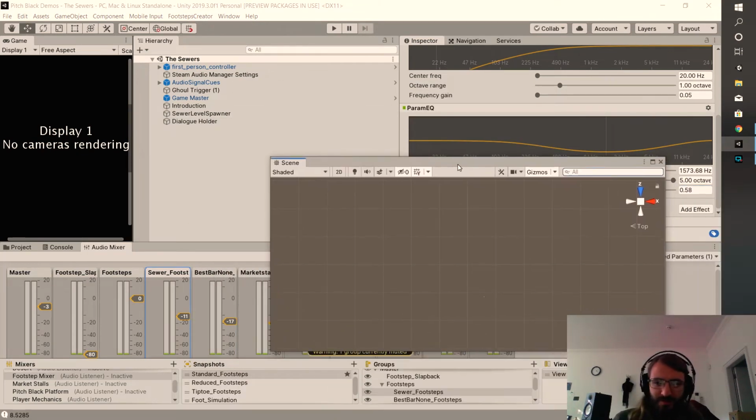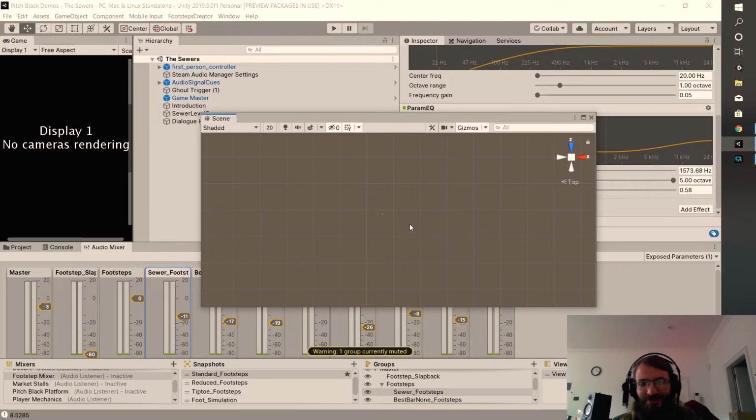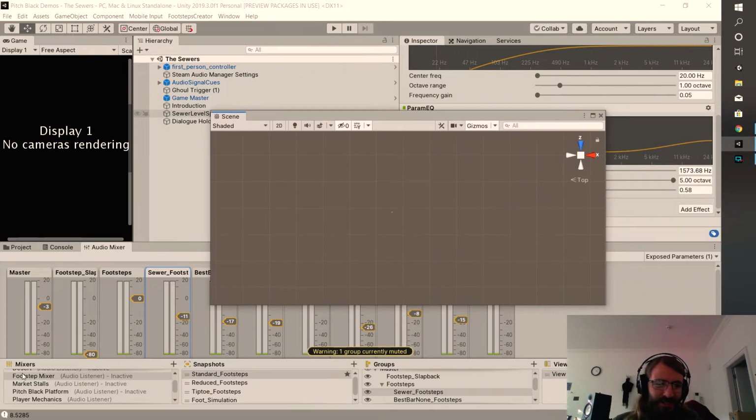So this is Unity we're looking at, and I thought I'd show everyone how the procedural generation works in the sewer level so far, because it's pretty nifty. I'm a big fan, and we're releasing it to our Kickstarter backers. We backed it tier 3 and higher.